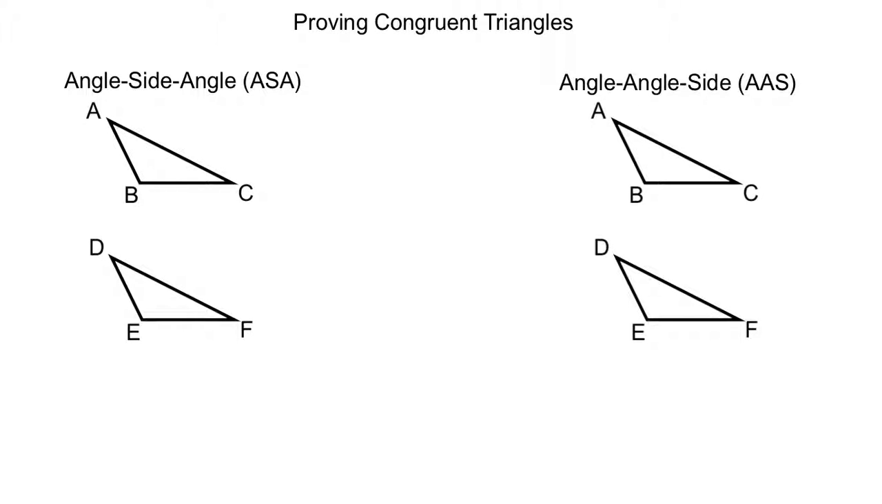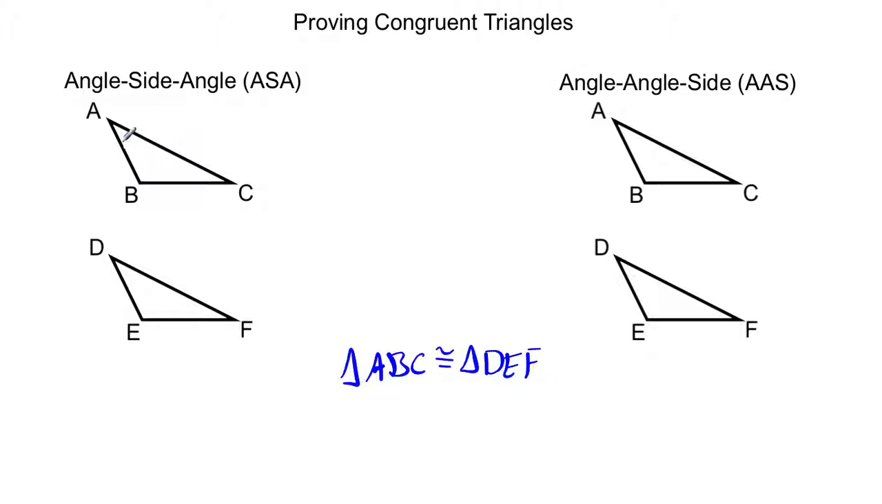Okay, so we previously looked at proving two triangles congruent using theorems side, side, side, and side, angle, side. Now we're going to be looking a little bit more involved with angles. These are two theorems, angle, side, angle, and angle, angle, side. In both of these cases, I would be proving that triangle ABC is congruent to triangle DEF. Again, looking for that correspondence between the two.